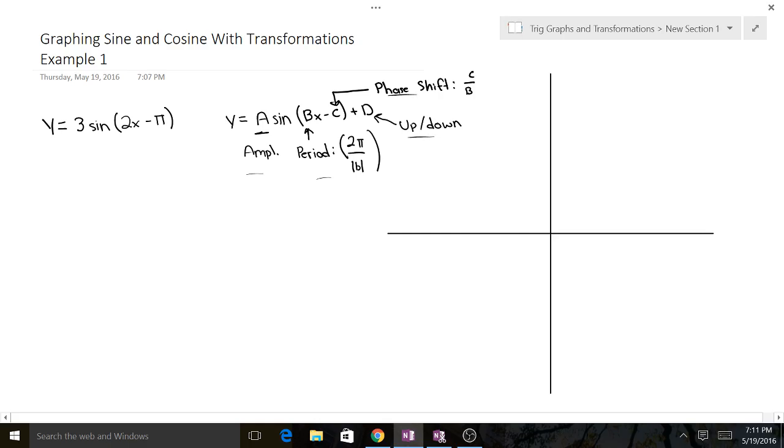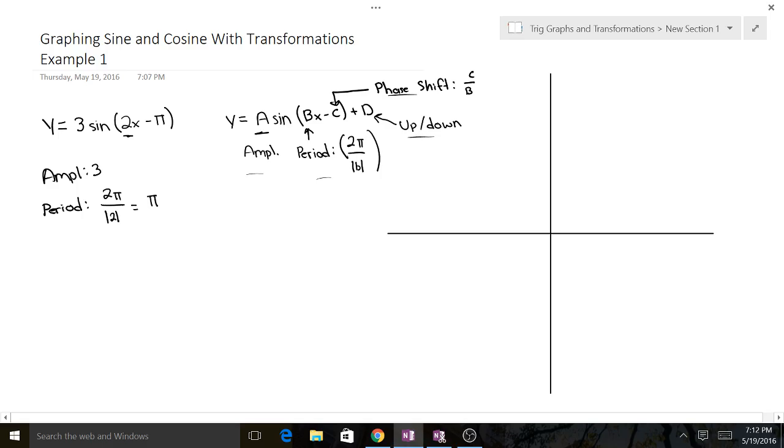Okay, so let's start with the A. Amplitude is 3. Let's write that out. Amplitude, as you know, makes the graph go up and down by 3. Next, let's get the period. Period is going to be 2 pi over b. 2 pi over, well, b is whatever coefficient is in front of x. That's a 2. 2 pi divided by 2 equals just pi.